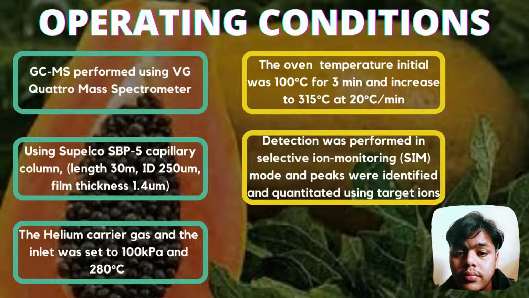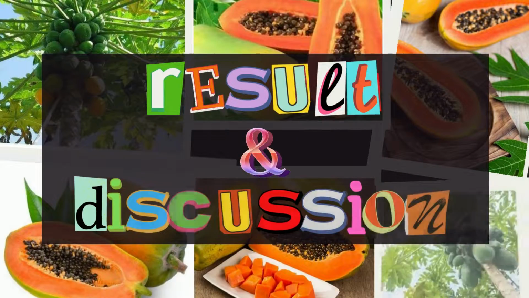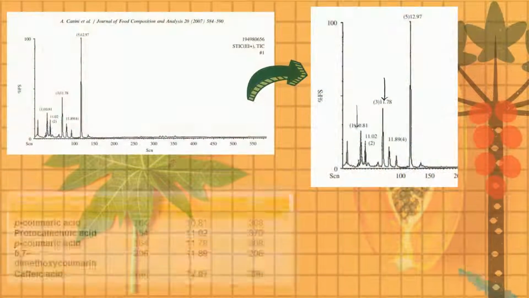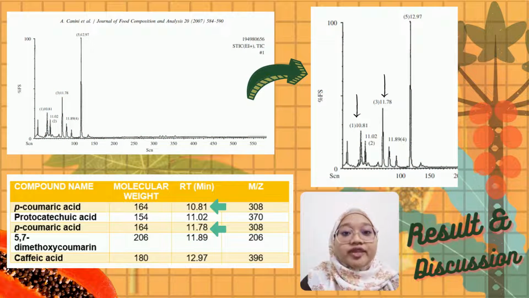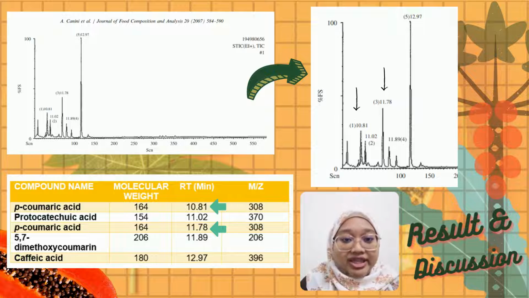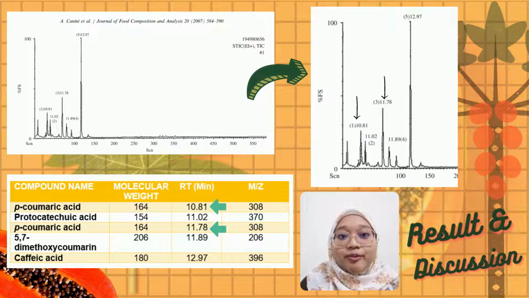target ion. The identification of each peak was achieved by comparing the retention time and mass spectra of the compounds in the extracts. Based on the total ion chromatogram TIC, all the 5 compounds are known as phenolic compounds, followed by the result data of retention time RT and mass to charge ratio M/Z for each ion in the table.